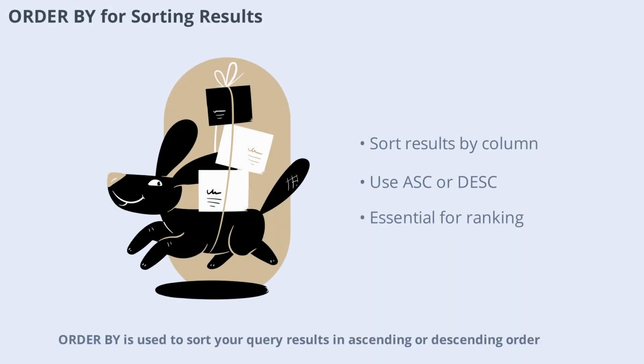ORDER BY is used to sort your query results in ascending or descending order. For example, you might order employees by salary or products by price. This clause is essential for ranking, pagination, and presenting data in a meaningful way. Interviewers often test your ability to sort and organize data efficiently.